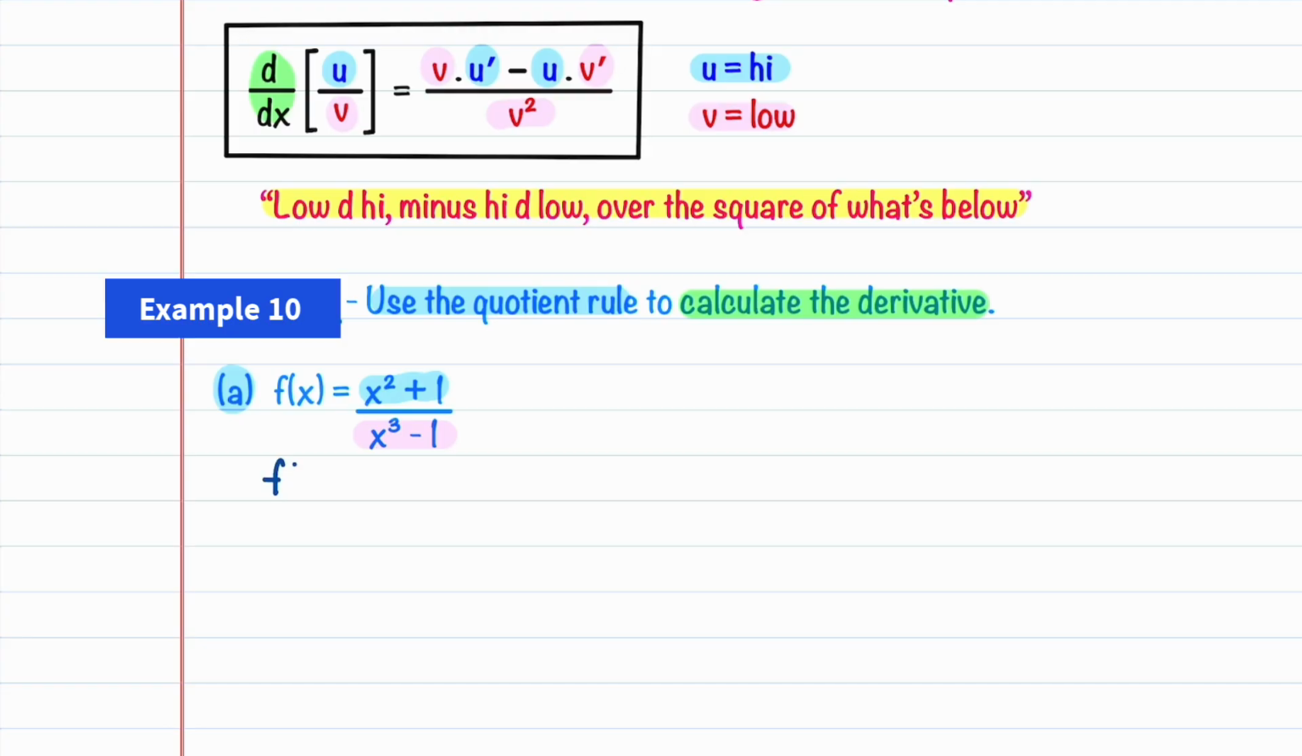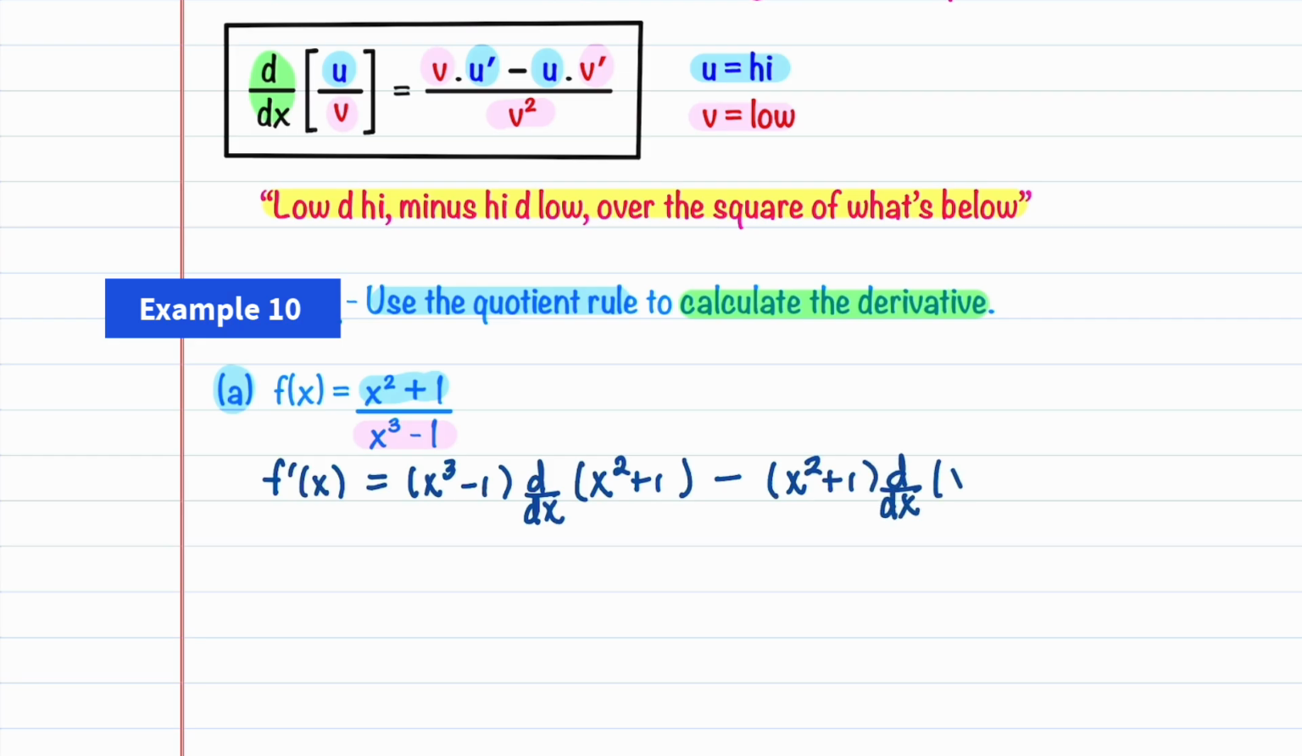Our derivative, f prime of x, is the bottom function, x cubed minus 1, times the derivative of the top function, x squared plus 1. So that's just low d high. And then we have to subtract the top function, x squared plus 1, times the derivative of the bottom function, x cubed minus 1. That's just high d low. And then we're going to divide all of this by the bottom function squared, or you can think of that as the square of what's below.